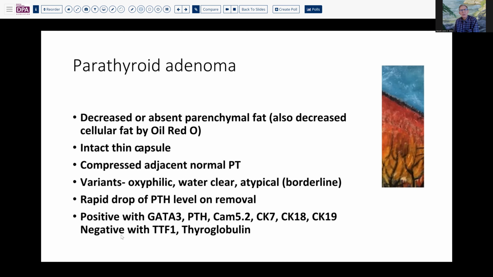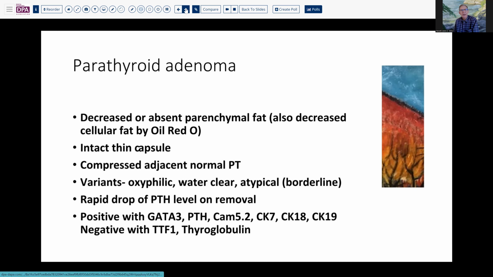If you need to do immunohistochemistry, which in most cases you don't, you're looking at negative stains for thyroid markers and positive stains for any of these markers that can be indicative of parathyroid epithelium, including the various low and high molecular weight cytokeratins, GATA3, and PTH itself.